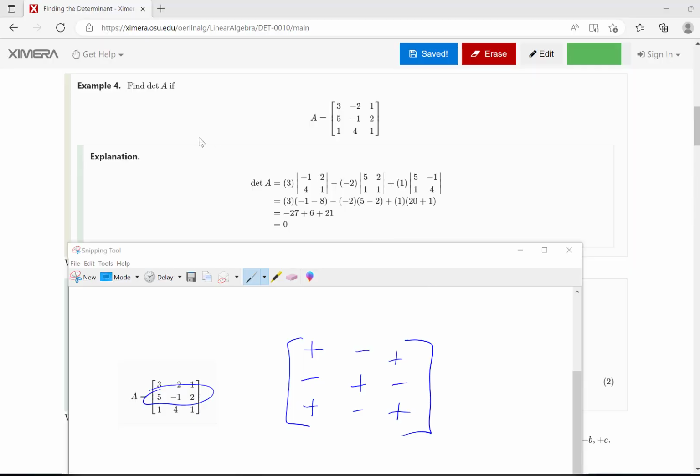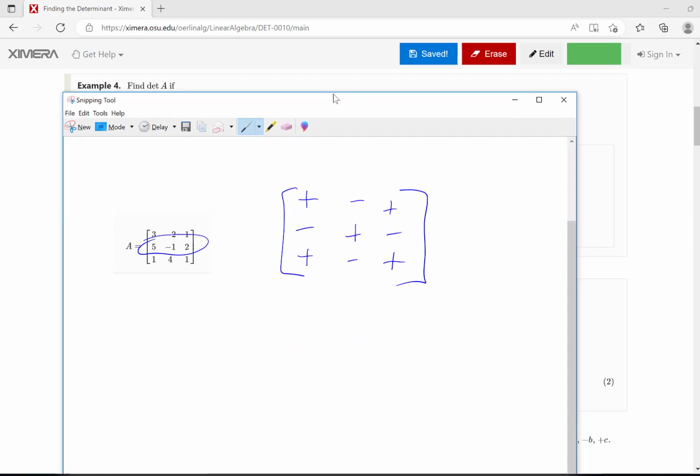So we're going to talk you through example 4 of section 7.1 on finding the determinant. And here is our first example where we find a determinant of a 3 by 3 matrix. And you'll notice in the explanation, we are writing it as 3 times the determinant of a smaller matrix minus -2 times the determinant of a smaller matrix plus 1 times the determinant of the smaller matrix. The 3, the -2, and the +1 come from the top 3 entries of the matrix, the first row.